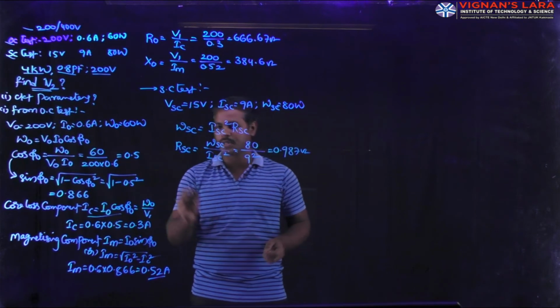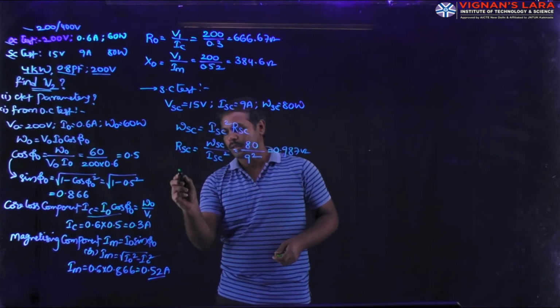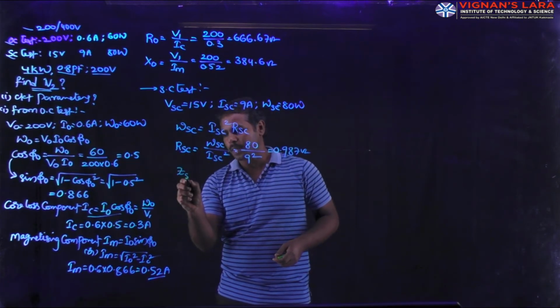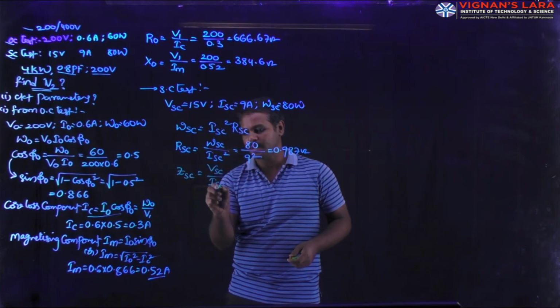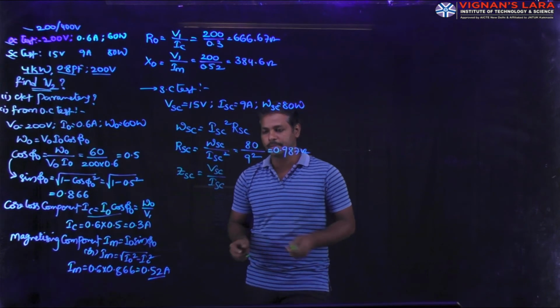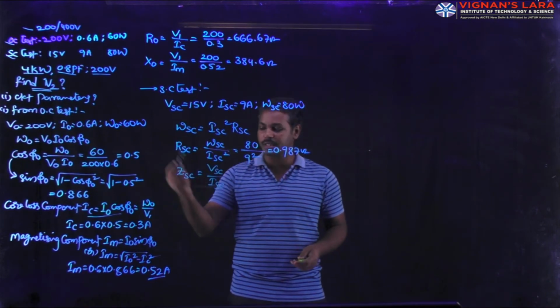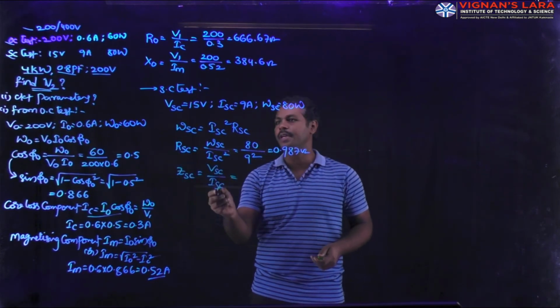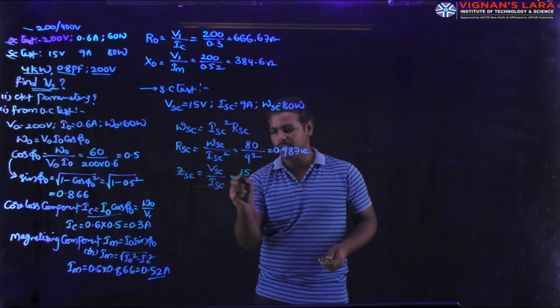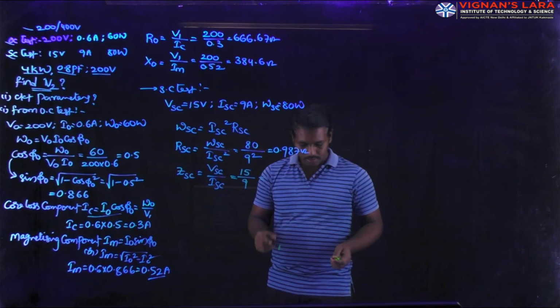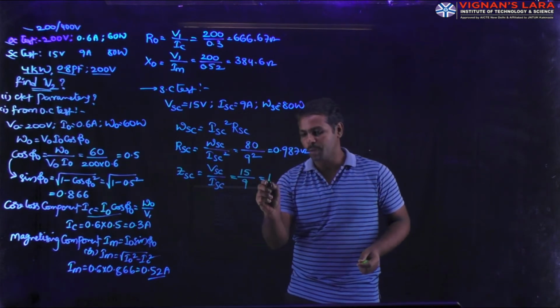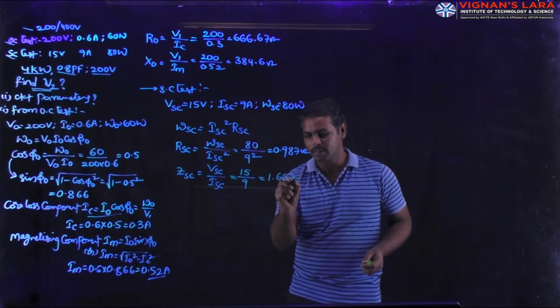RSC is 0.987 ohms. Then the short circuited impedance ZSC is equal to VSC divided by ISC. Voltage divided by current is equal to impedance in the case of AC circuits. So ZSC is equal to VSC, which is 15, divided by ISC, which is 9, which is equal to 1.667 ohms.